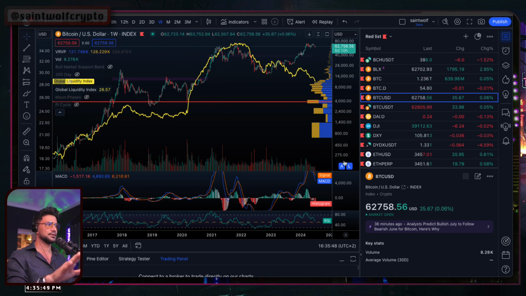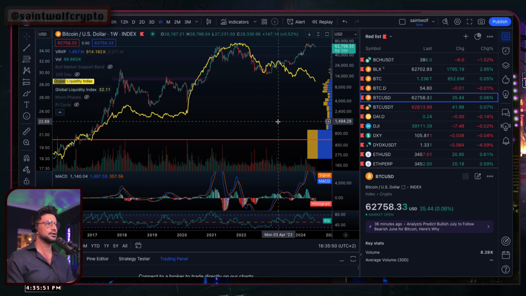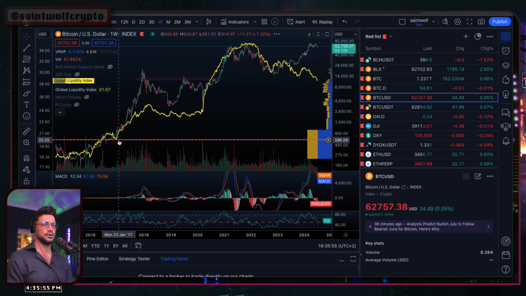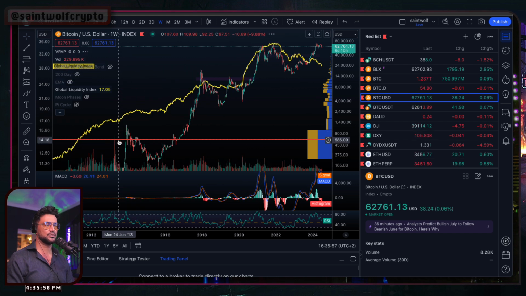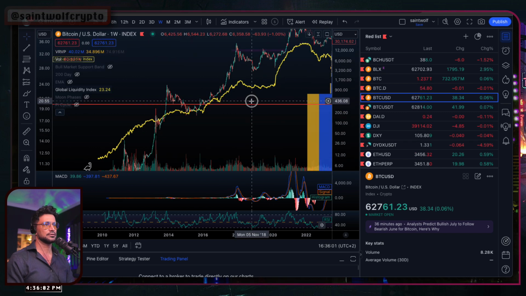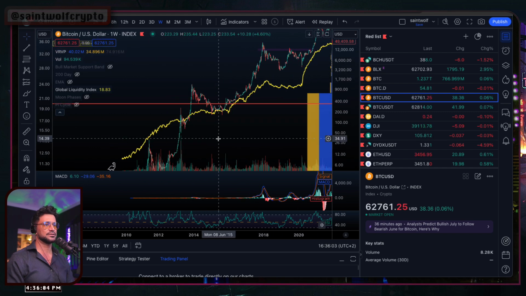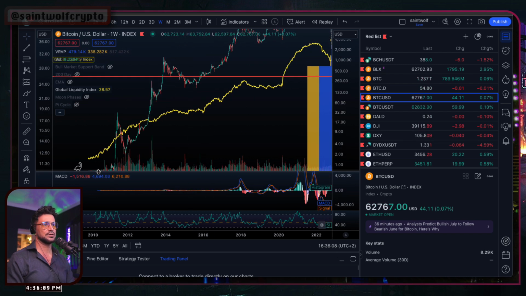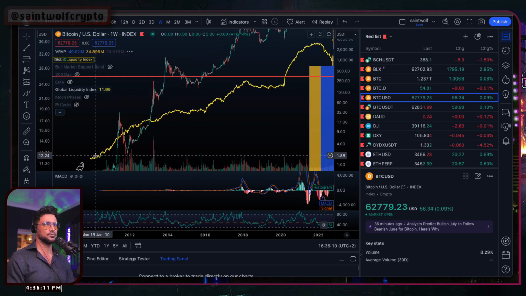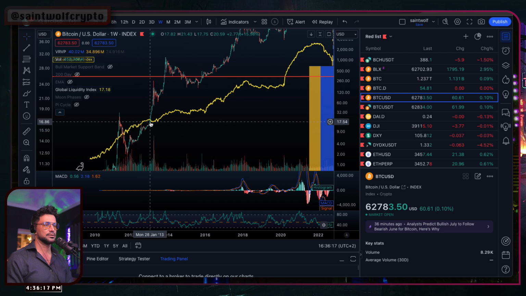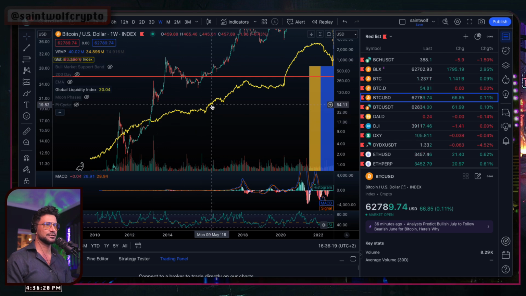Now, this is on the weekly. I'm on a log chart on the weekly on Bitcoin, and I'm going to take you back to the beginning of Bitcoin. Let's shrink this down. Now, if you go back to 2010, you can see the Global Liquidity Index had been going up. It's very obvious.